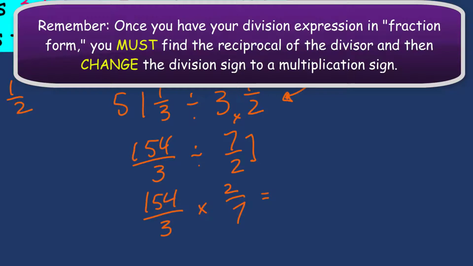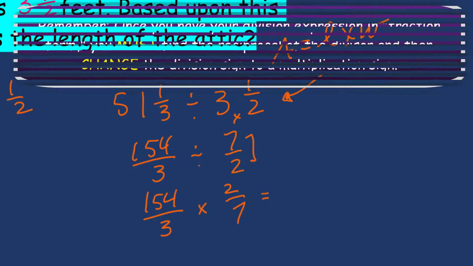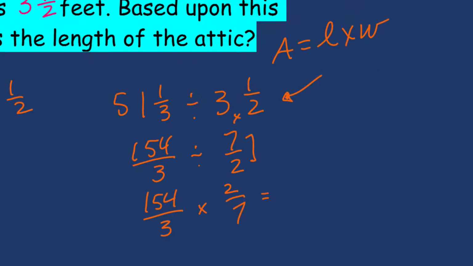Now, I always look for opportunities to cancel, to divide out common factors, but I don't see any. I don't know if 154 is a multiple of 7. I don't know if they have that common factor. I don't believe so. So I'm going to multiply across. I'm going to end up with 154 times 2, which is going to be 8, 10, carry the 1, 2. That's 308. So I end up with 308 over 21.